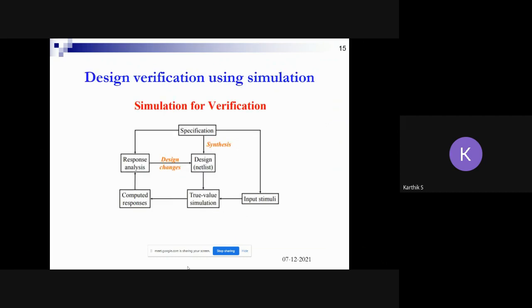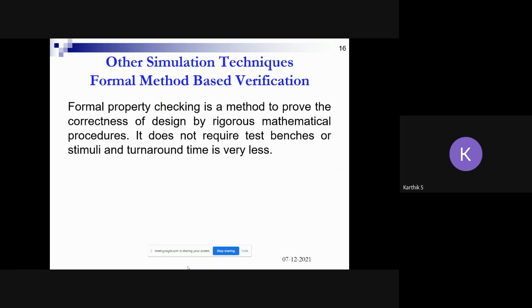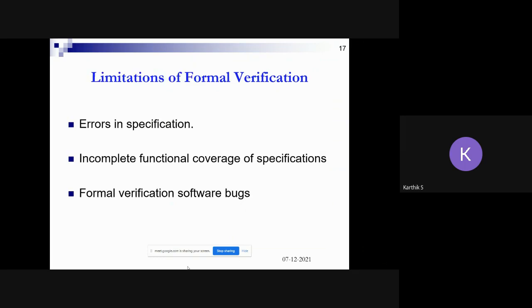This is the very basic methodology we follow for simulating or verifying a design, where you have a design or a netlist where you apply some test vectors and you do comparison with the responses, and if you want to make any change you can. Another technique is the formal verification technique, which needs more complex mathematical procedures in order to verify your design. And there are limitations of formal verification. For example, there can be errors in specification and incomplete functional coverage of the specification, and some bugs in this verification too.